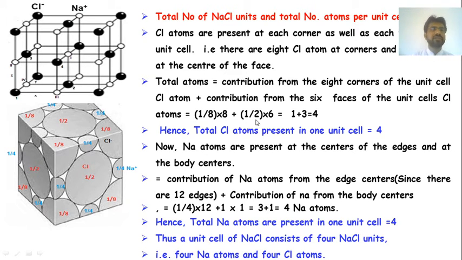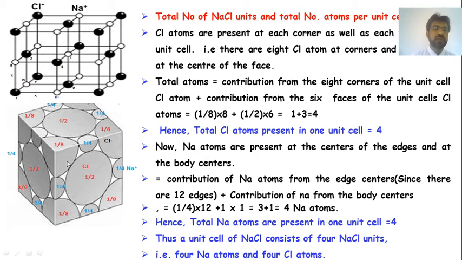Now here we know that the chlorine atoms are present at each corner of the unit cell as well as the 6 faces of the unit cell. Now here in the unit cell there are the 8 corners and the 6 faces.